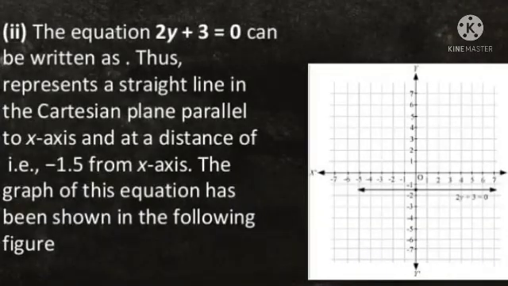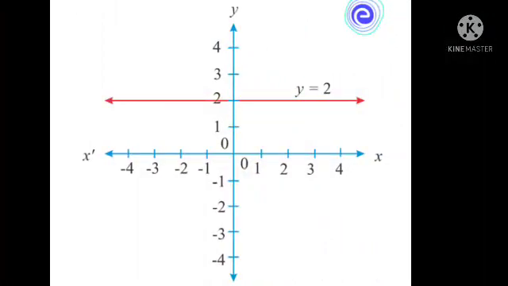The equation 2y + 3 = 0 can be written as y = -3/2, and thus represents a straight line in the Cartesian plane parallel to x-axis and at a distance of -1.5 from the x-axis. The graph of this equation has been shown in the following figure. Here is another example of a graph showing equations of lines parallel to x-axis.